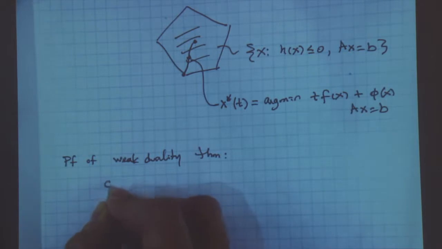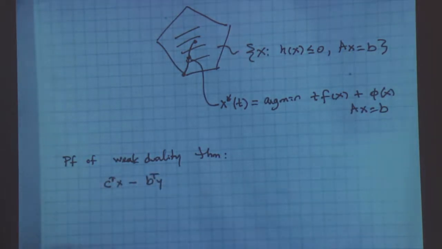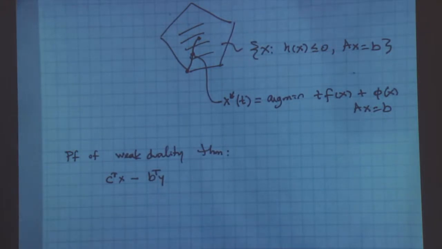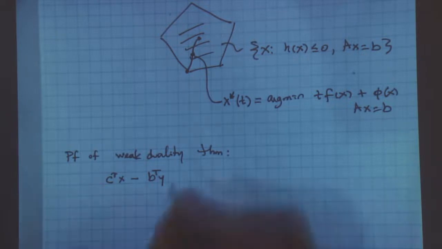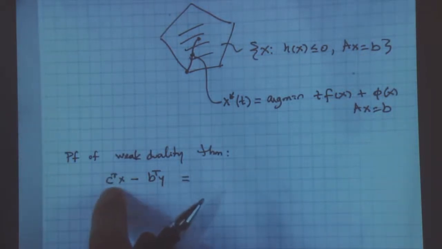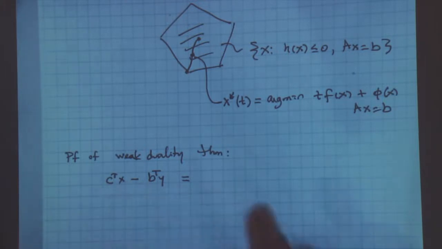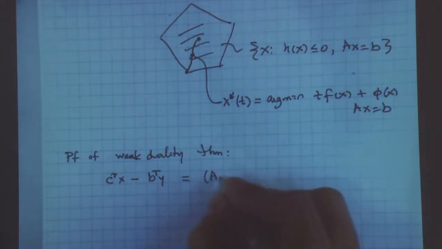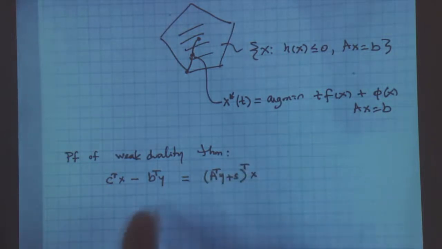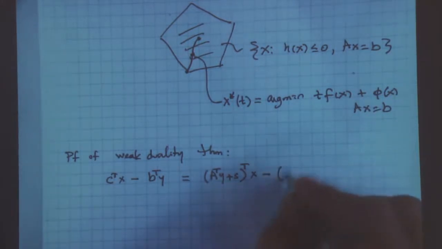is one line. So if we look at Cx minus By, okay, Cx minus By. So I'm assuming that X is primal feasible, Y is dual feasible, right? So because Y is dual feasible, C is equal to A transpose Y plus S. And then because X is primal feasible, B is equal to AX.